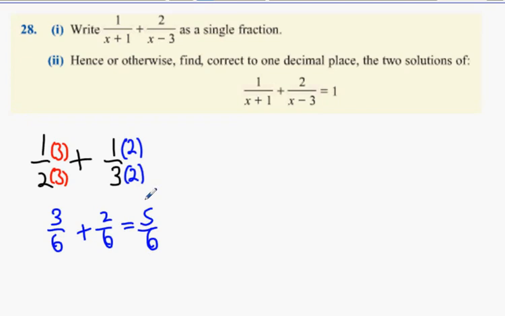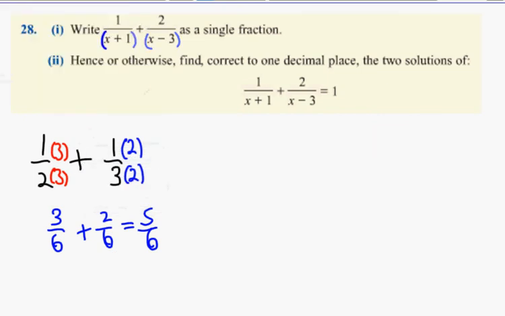This question is no different. You just wrap these in brackets and you use the denominator you don't have already for that fraction. So see the way that the 2 used the 3 and the 3 used the 2? This means that the x plus 1 will use the x minus 3 and the x minus 3 will then use the x plus 1. Does that make sense to everybody? Yep.